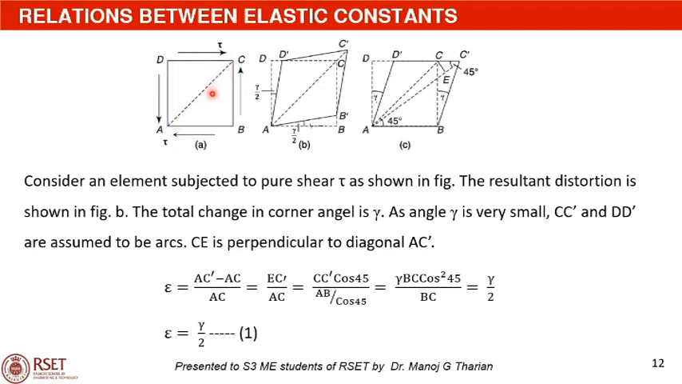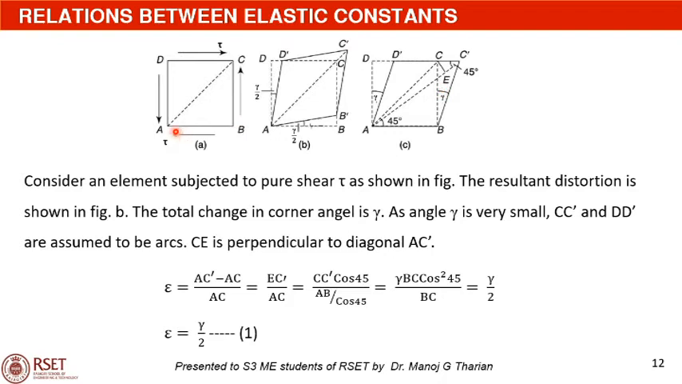Linear strain epsilon is equal to the final length of AC, which is AC' minus the initial length AC, divided by AC. We can see AC' minus AC is equal to EC'. In this figure, CE is perpendicular to AC'. So EC' is equal to CC' into cos 45 from the triangle CEC'.